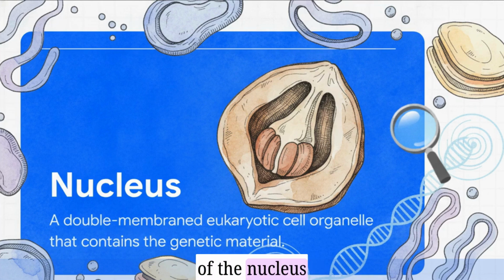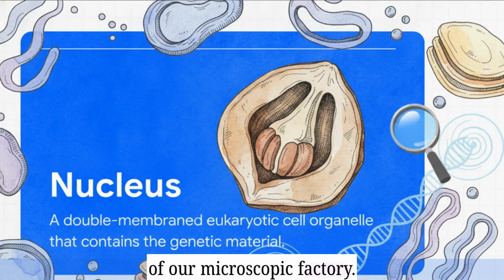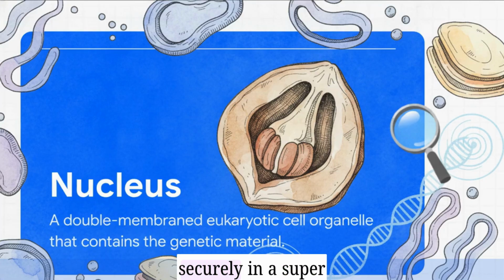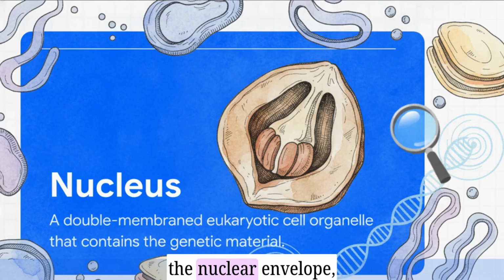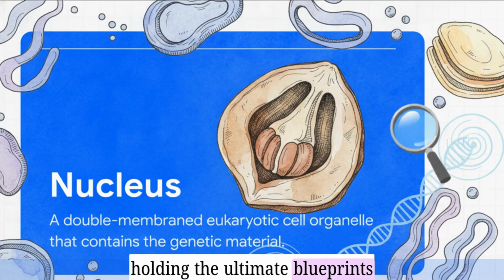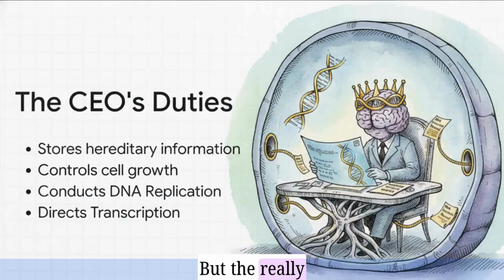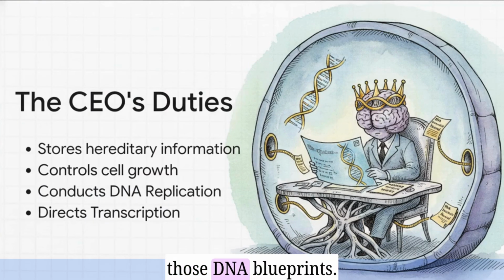I want you to think of the nucleus as the CEO of our microscopic factory. And this CEO sits securely in a super luxurious, double-membraned office, which we call the nuclear envelope, holding the ultimate blueprints for the entire organism. But the really crucial point here is that this CEO isn't just passively sitting around hoarding those DNA blueprints. The nucleus is actively managing the factory.